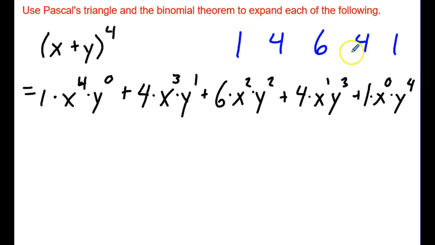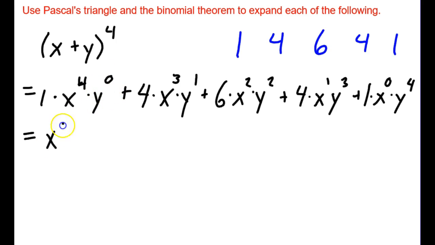So we use Pascal's triangle to find the coefficients in front of each of our terms. We start with our a value, which was x in this case, raised to the highest exponent. That's going to decrease by 1 each time. And then the exponent on y is going to start at 0, and that's going to increase by 1 each time. That's the binomial theorem. All we have to do now is simplify each of these. Anything raised to the 0 power is 1.